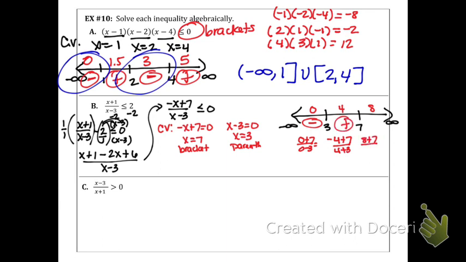And -8 plus 7 over 8 minus 3. Don't know why I changed it to a positive. Either way, I didn't change that answer. This gives us negative over a positive, so it's going to be negative. We're looking for where it's less than 0, so we're looking for where it's negative. So -infinity to 3, which is a parenthesis, union 7, which is a bracket, to infinity.